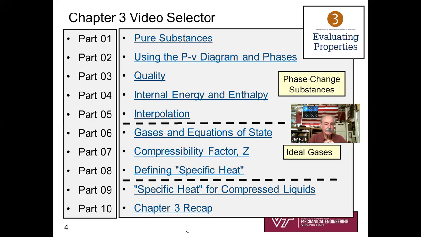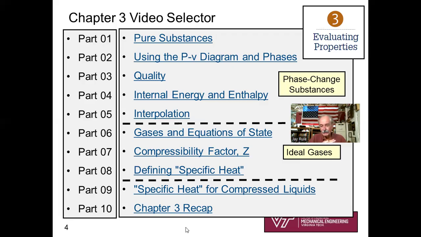In chapter 3, in this class, we deal with 2 basic categories of substances. One we call phase change substances, and that would be things like H2O, because you know good and well H2O can exist as water right out of the tap, river water, lake water, or it can also be steam, or it can be ice. Those are three phases, aren't they? So we call them phase change substances.